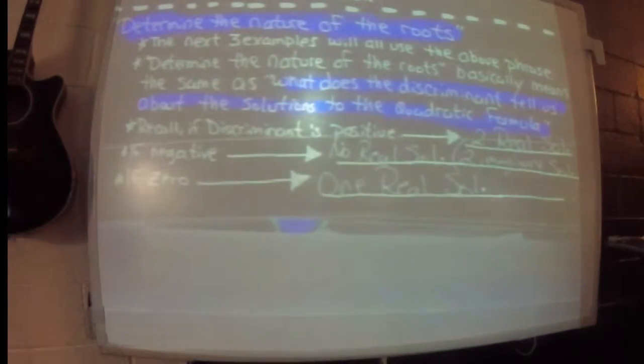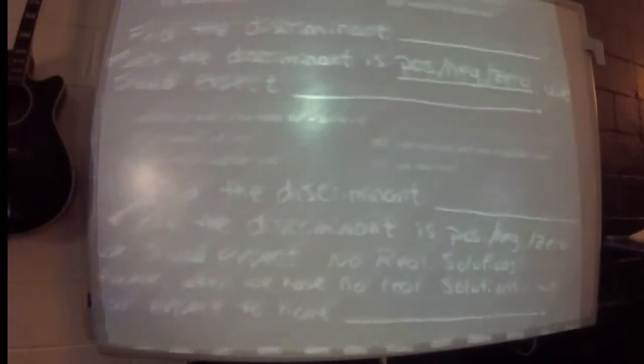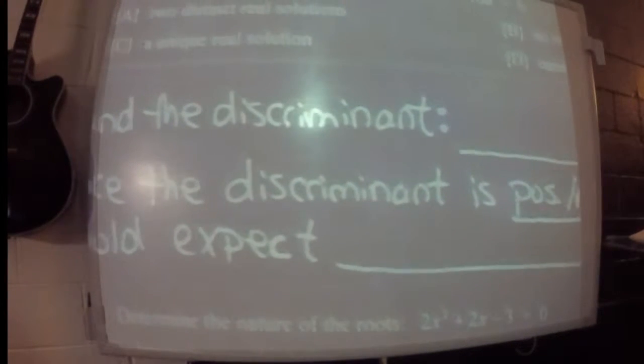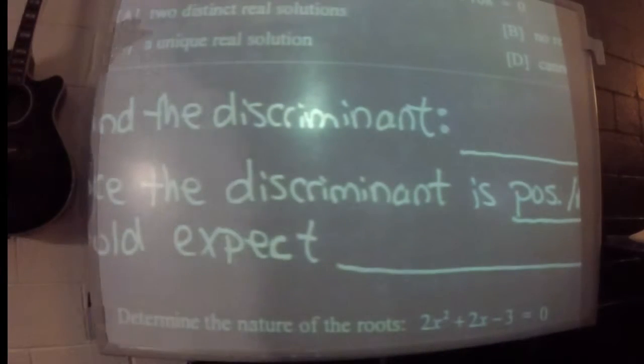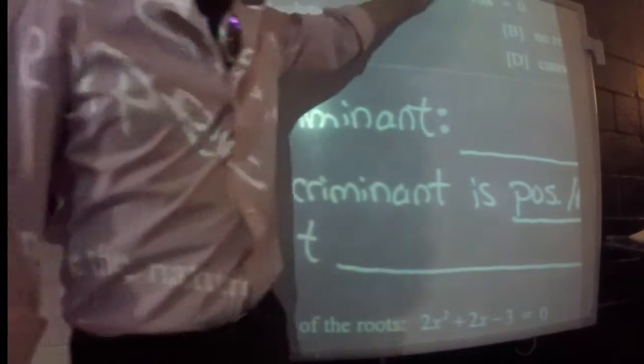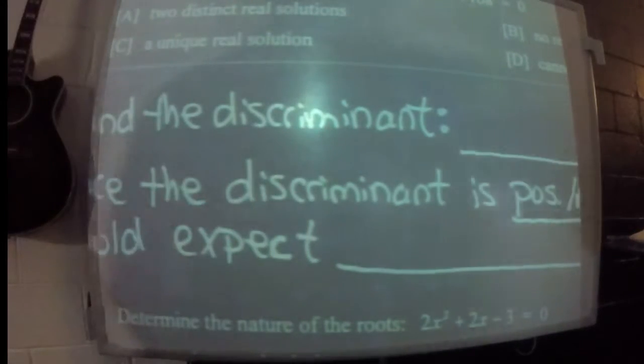So let's look at these 3 examples where one of them is going to be 0, one of them is going to be 1, one of them is going to be none. All right, here's my first one. Determine the nature of the roots. There's that phrase. Determine the nature of the roots. 3x squared plus 36x plus 108 equals 0.